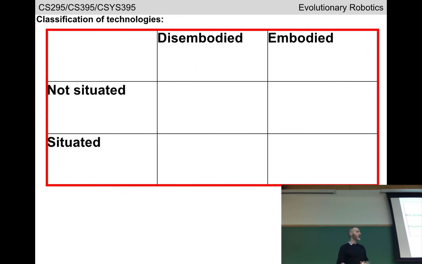The top right box, embodied but non-situated. This is a little trickier. Maybe something like an RC car, something like that? An RC car. Yeah. I think so, right? Yeah, as long as it's not sensing the world, it has a body, it's definitely driving around. Yeah, that would be a good example. Other examples? We've already seen an example in class already, last week.